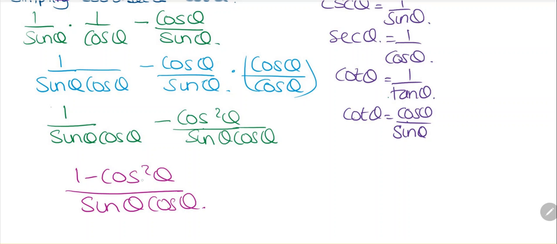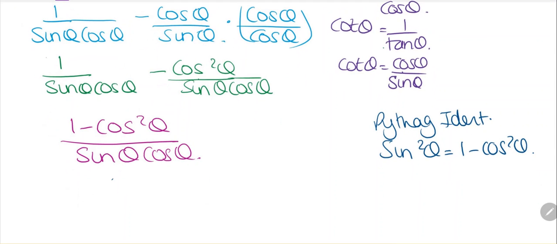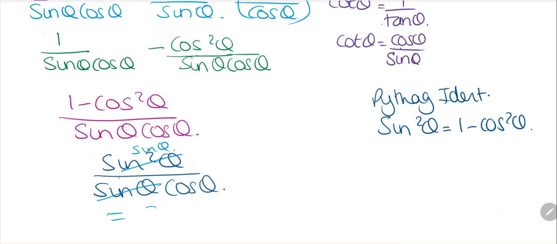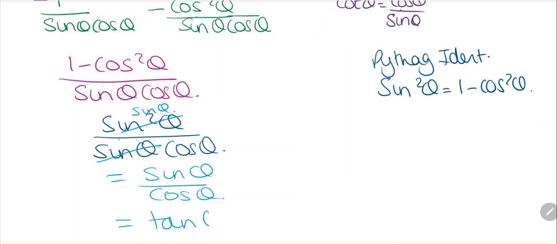Now 1 minus cosine squared, we know from the Pythagorean identities that sine squared theta is equal to 1 minus cosine squared. So this will be sine squared theta divided by sine theta cosine theta. So we can simplify one of the sines, and then we're left with sine theta over cosine theta, and this can be rewritten as tan theta. So this is our final answer.